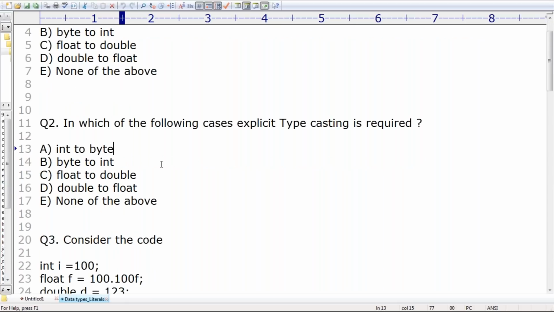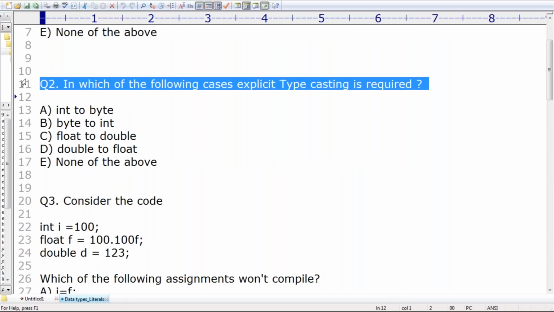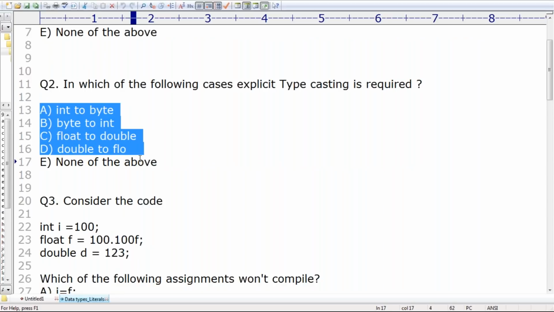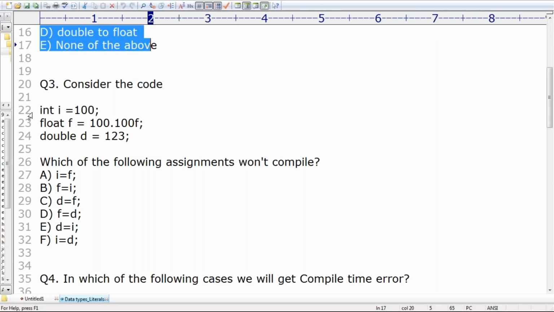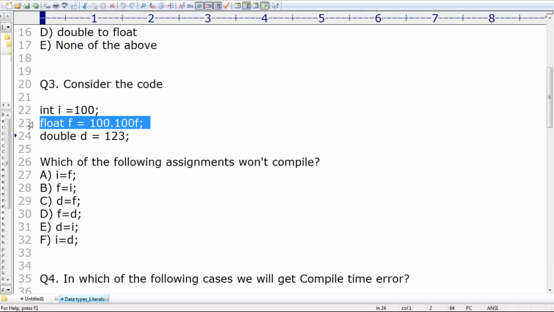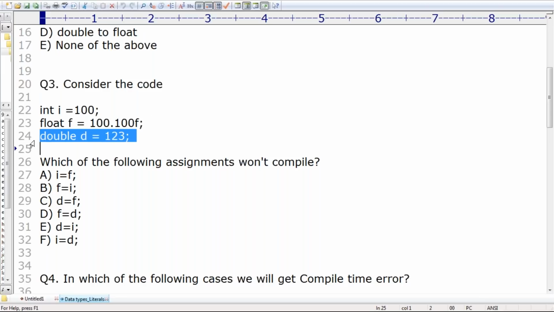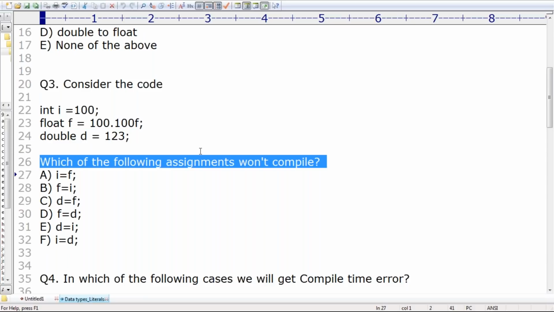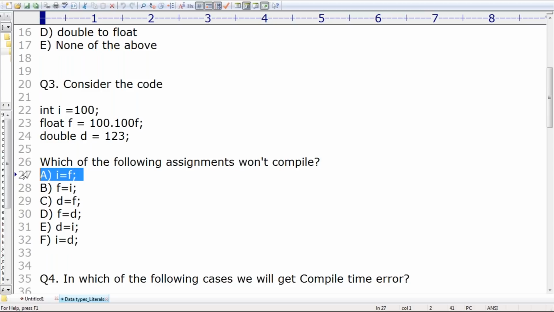Next: in which of the following cases is explicit typecasting required? In which cases do we need to perform explicit typecasting, sir? Like this. Next, have you observed? int i = 100; float f = 100.100f; double d = 123. Which of the following assignments won't compile? i = f, f = i, d = f, d = i. One type of variable I'm assigning to another type. Which assignments are legal? Which are illegal? You people should be aware.